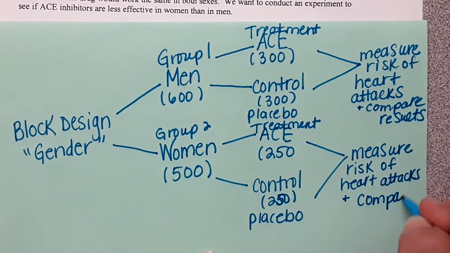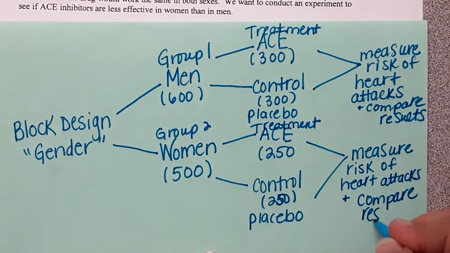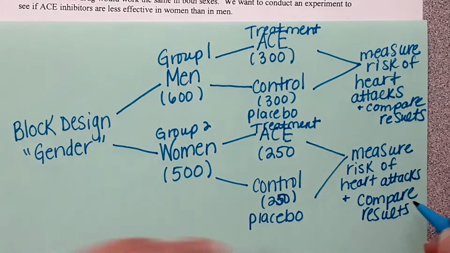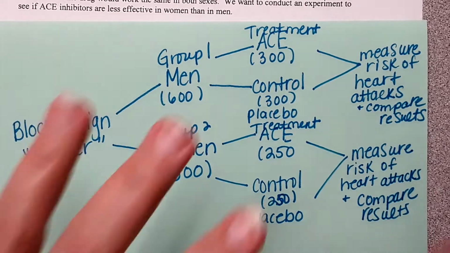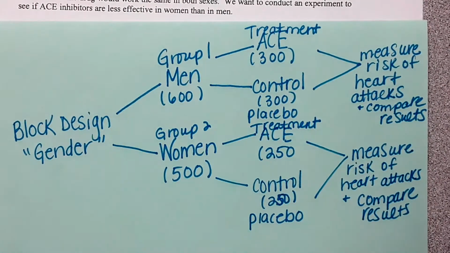Okay, so I am a big fan of the outline. Because I'm a visual person, I like this. But I've seen kids who, on this type of question, haven't outlined it. They've written it out by hand. Like, okay, I'm going to do a block by gender. My group one will be the 600 men. My group two will be the 500 women. I'm going to divide the men up into two groups, one being the control.